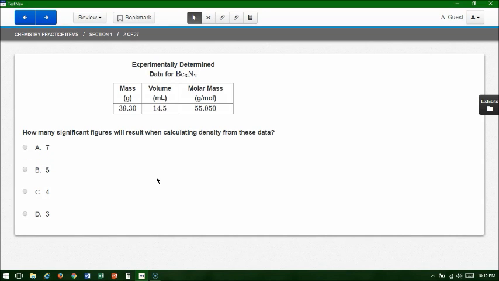Number 2 is a question about significant figures. We know that density is mass divided by volume. So in this particular table, we're not going to use molar mass, but mass in grams has 4 significant figures, and volume in milliliters has 3 significant figures. If we do mass divided by volume, we have to round off our answer for density to 3 significant figures. So the correct answer is D.